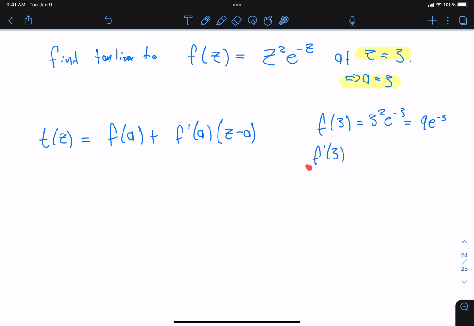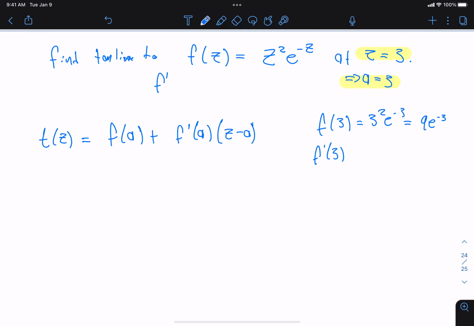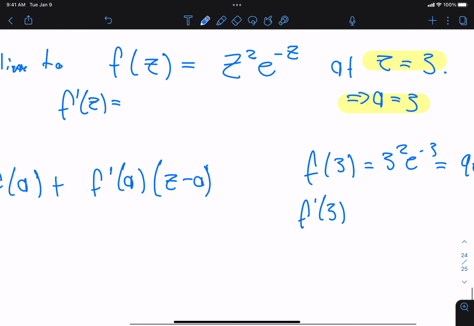Well, to figure out f prime of 3, I need to be able to plug 3 into f prime, which should be written here, but it's not. So let's do it. What is f prime of z going to be? What rule do I need to use for this one? Product rule, where my two functions are z squared and e to the minus z. So for the product rule, what we do is the derivative of the one and not the other, and then the derivative of the other and not the one. Okay, so by that I mean first things first, I'm going to leave e to the minus z alone. And I'm just going to write 2z, which is the derivative of z squared, times e to the minus z.